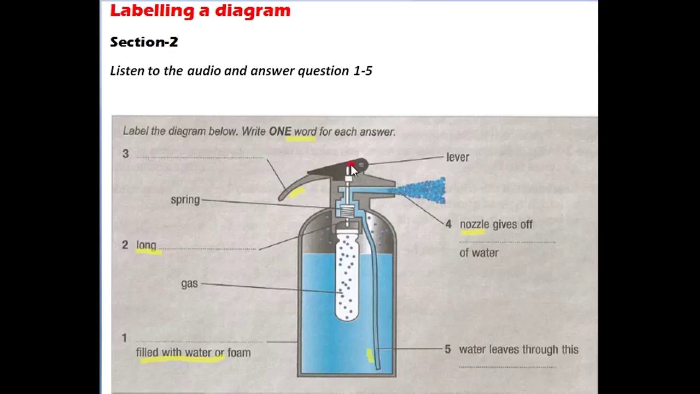So you got it: below the lever, there is a curved handle. You cannot write "curved handle" because you have to write only one word as an answer. So your answer is handle. Then you're looking for this one: nozzle gives dash of water, and direct it at the fire.